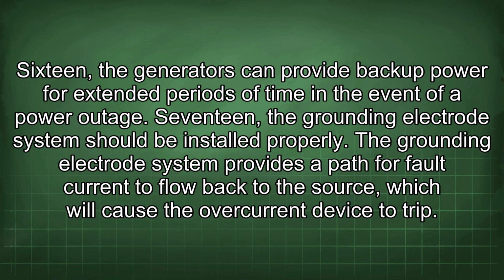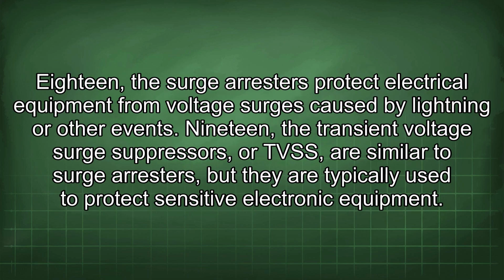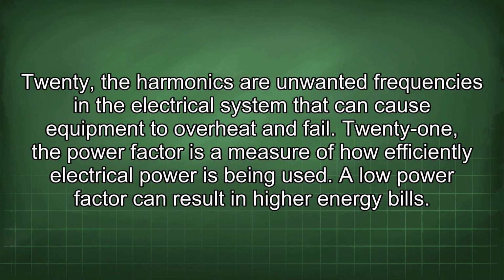17. The grounding electrode system should be installed properly. The grounding electrode system provides a path for fault current to flow back to the source, which will cause the overcurrent device to trip. 18. Surge arresters protect electrical equipment from voltage surges caused by lightning or other events. 19. Transient voltage surge suppressors, or TVSS, are similar to surge arresters, but they are typically used to protect sensitive electronic equipment.